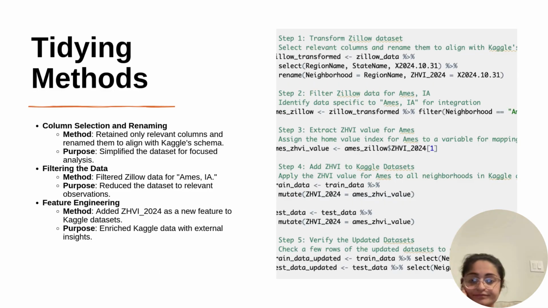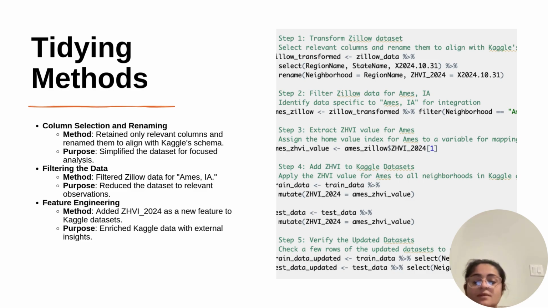And we did the same thing for the Kaggle dataset. Tidying methods: for tidying, we did a couple of things: column selection and renaming, filtering the data, and feature engineering. For column selection and renaming, the method retained only relevant columns and renamed them to align with the Kaggle schema. The purpose was to simplify the dataset for focused analysis.